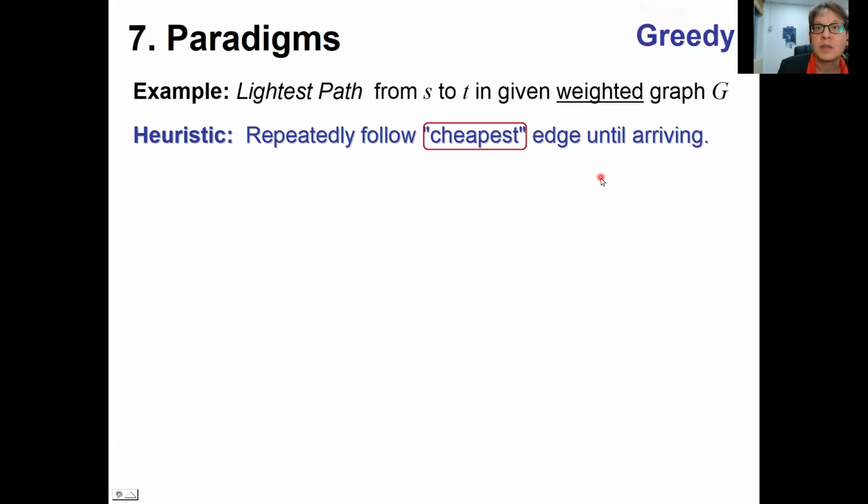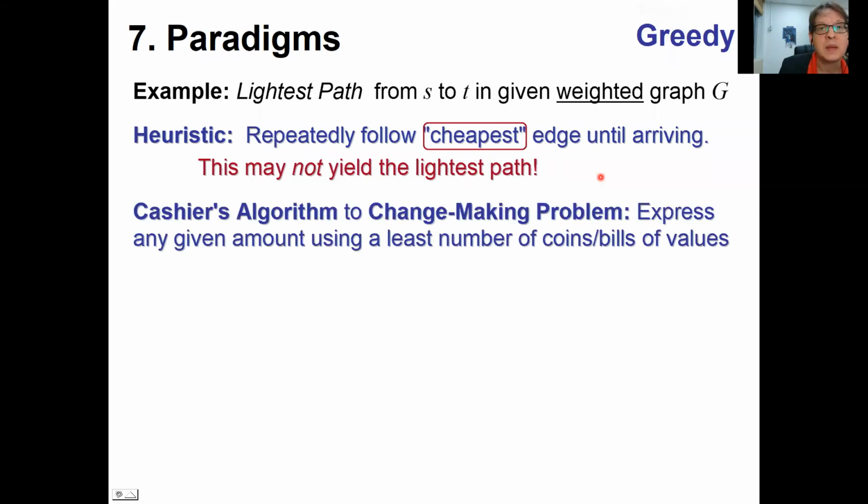Here, our heuristic, which we've turned into an algorithm, was to repeatedly follow the cheapest edge until arriving. So this is a kind of Dijkstra's algorithm, which may not yield the lightest path, only following the cheapest. So this is a heuristic in general, but may not yield an actual algorithm. And the question of which problems allow for greedy algorithm is a very intricate question.